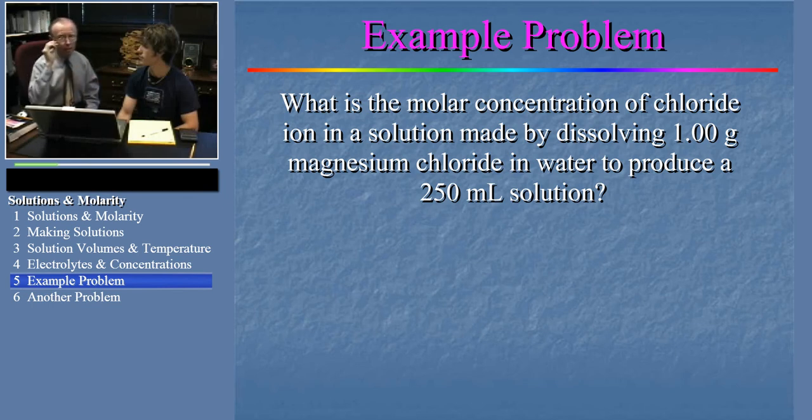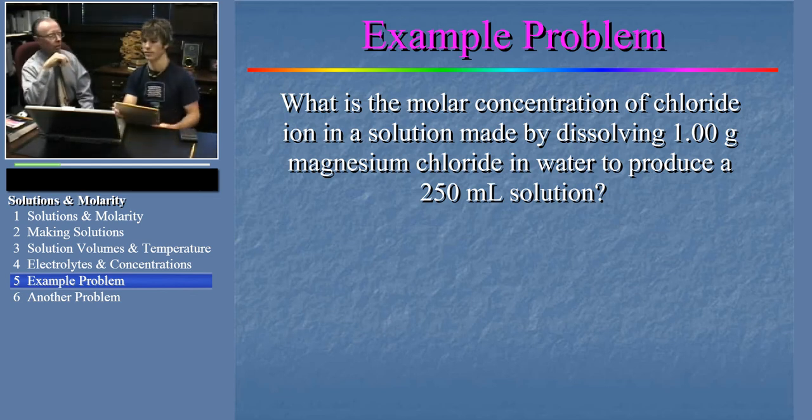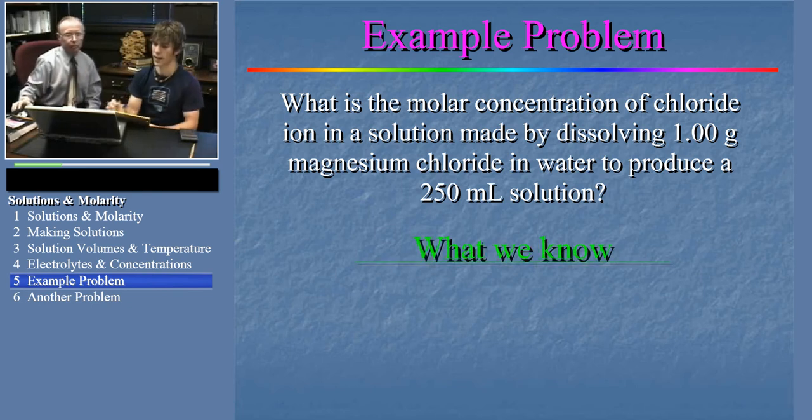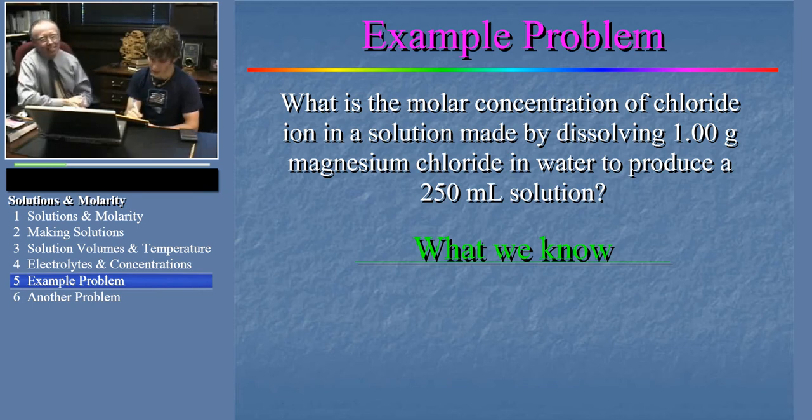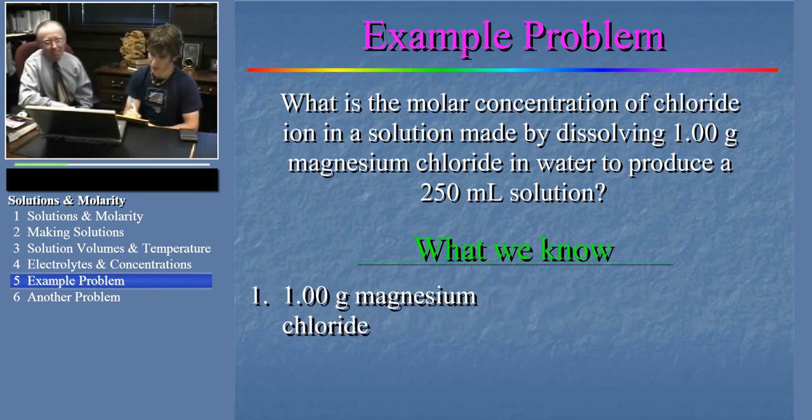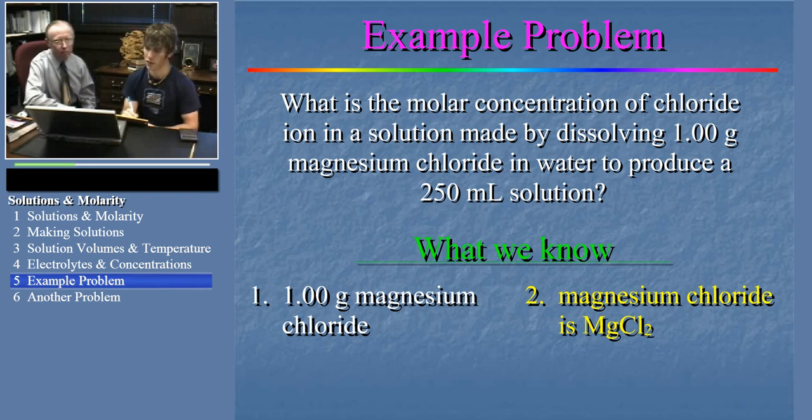So let's actually write down a list of the things that we know. Remember, the best way to solve problems is to think with your pencil. Okay, so this is the part where I act, right? Okay, let's see. We've got 1 gram magnesium chloride. I'm writing that down. We also have the molecular formula for magnesium chloride, which is MgCl2. 250 milliliter solution is what we want, and I think that's it.